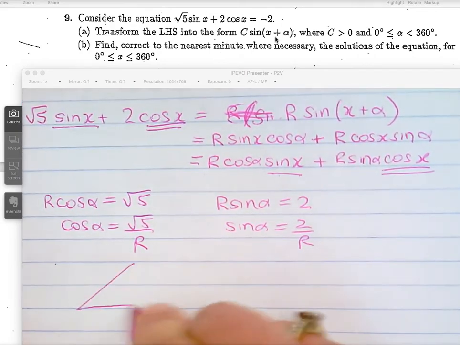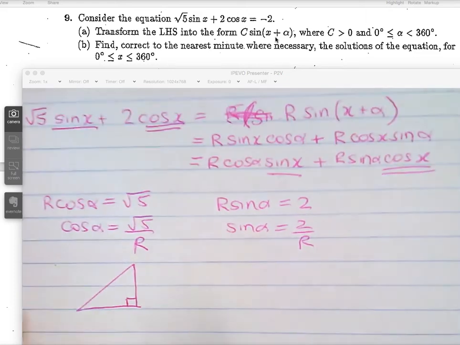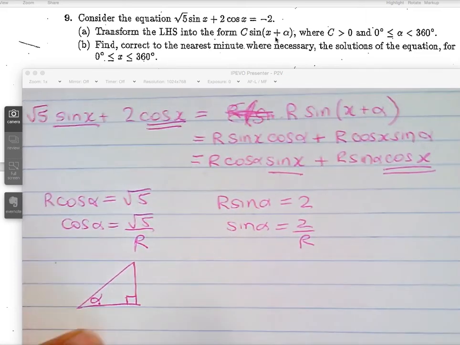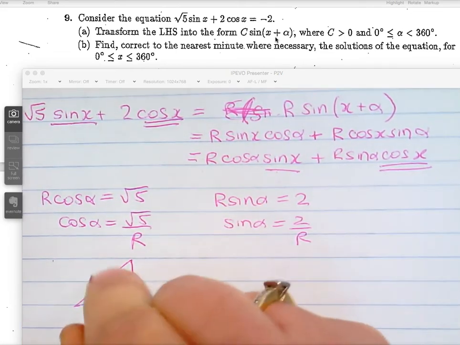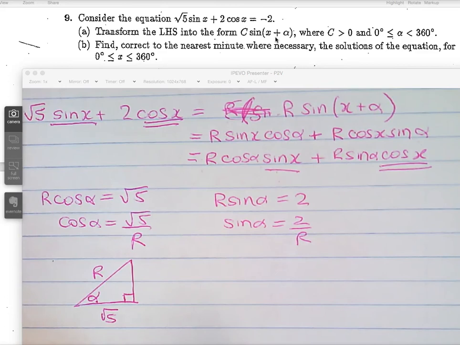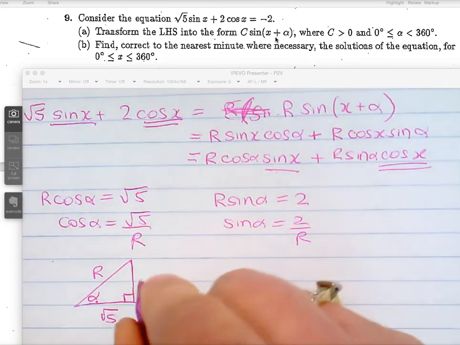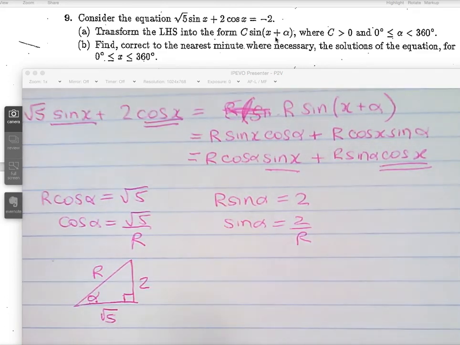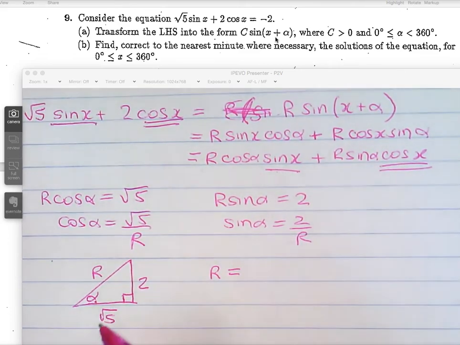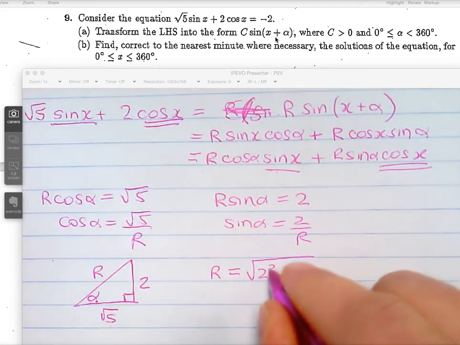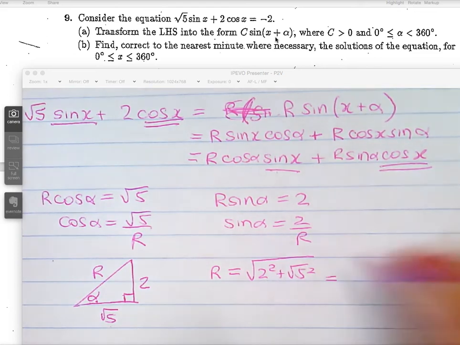Now we've got the same angle alpha, so I should be able to draw the one triangle. Where do I put the root 5 and where do I put the R? Root 5 is on the bottom, and the R is the hypotenuse, and for this one, 2 is there. This is why you learn the formula. How do you work out the hypotenuse? Isn't it square and then square rooted? So it's the square root of 2 squared plus root 5 squared. That's the formula you were given. R is the square root of a squared plus b squared. So this is where it comes from.